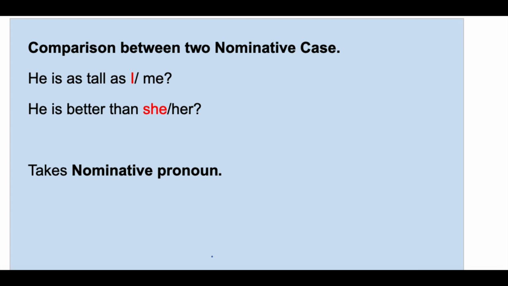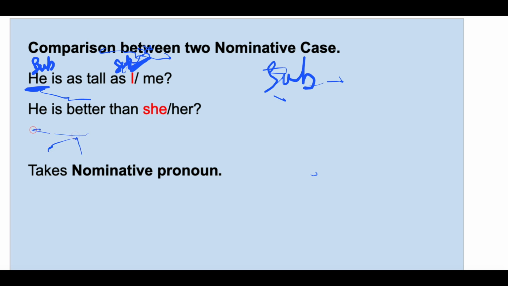Comparison between two nominative case. So when you are comparing with a nominative, which means subjective case of a pronoun, then the comparison should be with subjective case only. Okay. He is as tall as I. You cannot say as tall as me. Why? Because he is subjective case. So here also you should use subjective case.